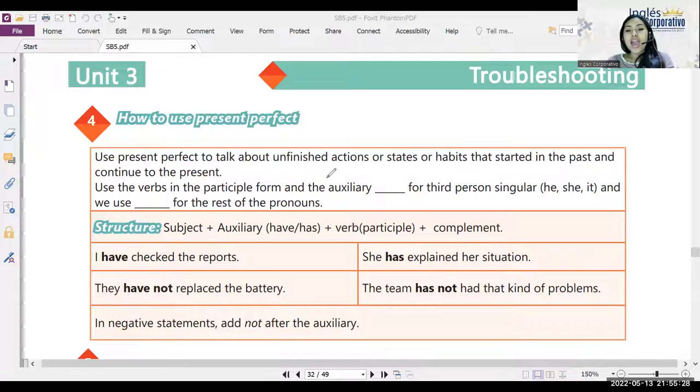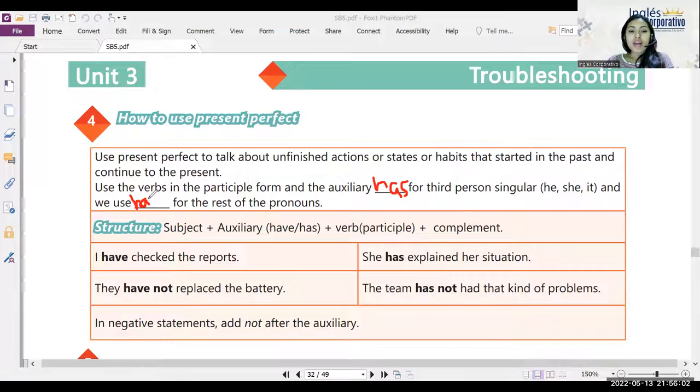Give me a moment. It says, and the auxiliary for third person, he, she, and it. Which auxiliary, guys? Has or have? Has. For third person, has. And we use have for the rest of the pronouns. Which auxiliary do we use for the other pronouns? Has is for third person. And the other one, what is it? Have. Very good.